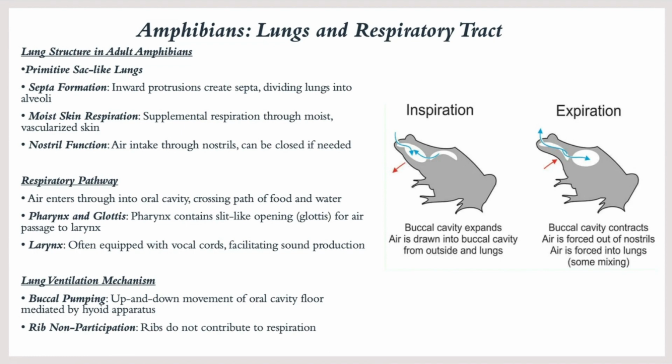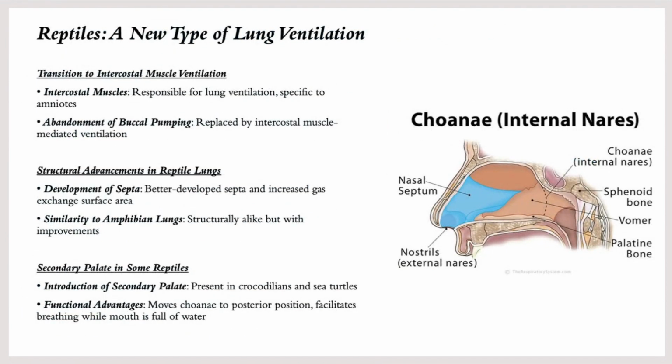Now in reptiles, actually, they don't have this buccal pumping. Reptiles and other amniotes have intercostal muscles, which help with this. Our intercostal muscles are the structures which help with inspiration and expiration. For this reason, amphibians, which don't have intercostal muscles, usually either have no ribs or a small number of ribs, because their ribs are not helping with respiration. Whereas for us, our ribs help us with respiration, as do our intercostal muscles.